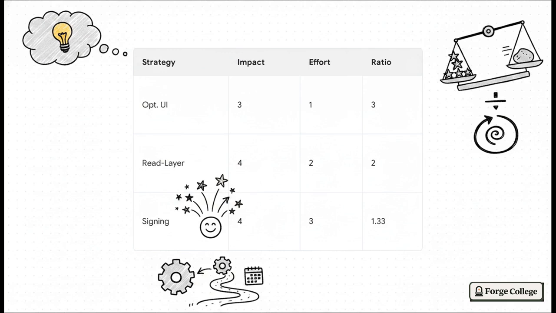Just look at the cosmetic, optimistic UI right at the top there. An impact of 3 and an effort of 1 gives us a ratio of 3. That is an incredibly easy win that reduces user pain immediately, buying us time while we sketch out the much heavier structural work, like intermediary signing, for a bit further down the road.